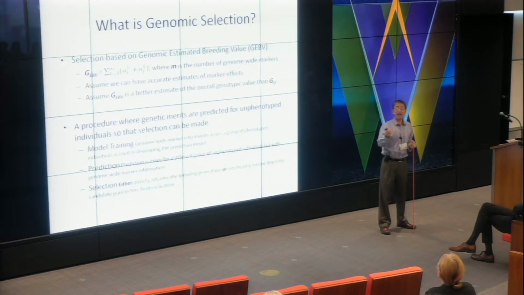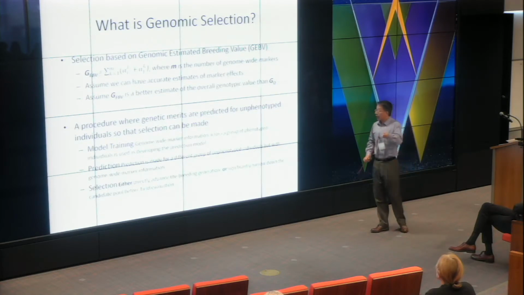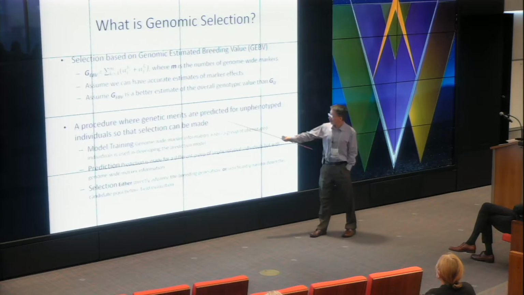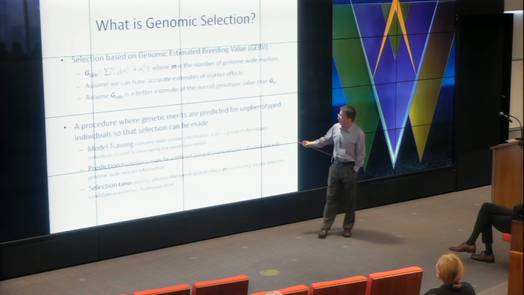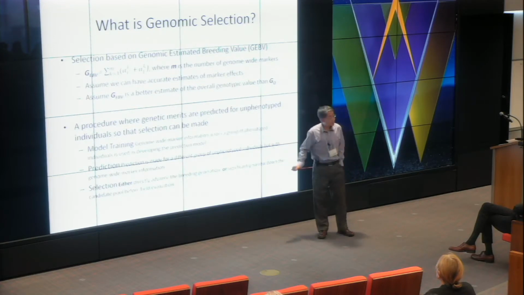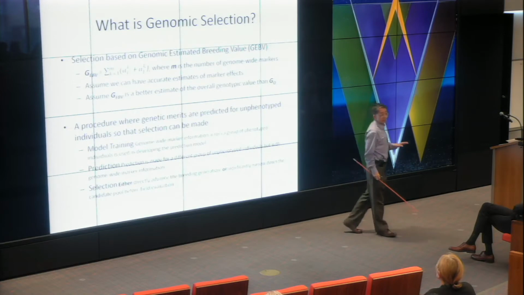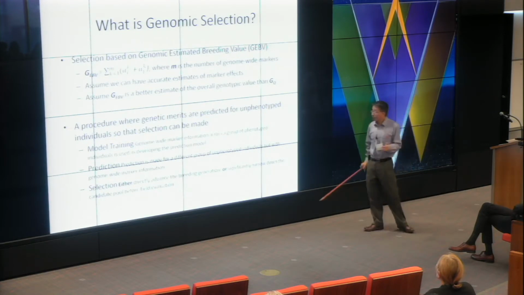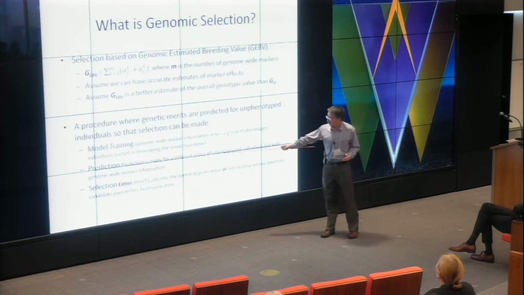If you trust genetics, or trust the genomics, as Susan always says, genomics brings everything to a level playing field, an equal plan, to do predicting. So in genomic prediction, what we do is a procedure where the genetic merits are predicted for the unphenotyped individuals so that selection can be made. No prediction, no selection, nothing else to do, right? You can have a model training process, a prediction process, and you can do selection.